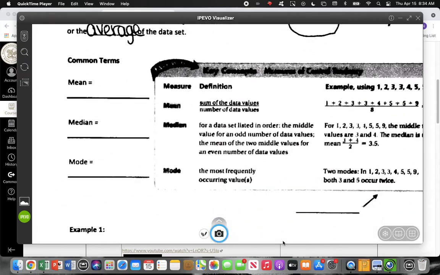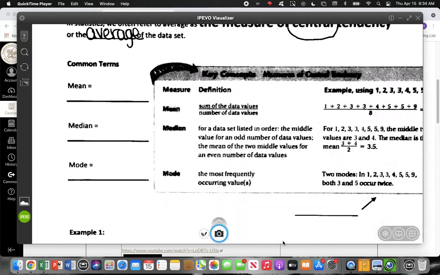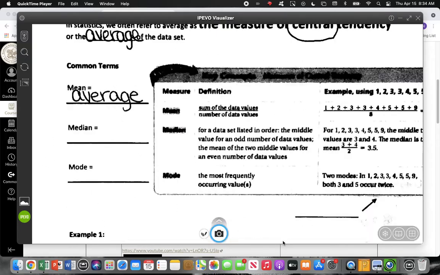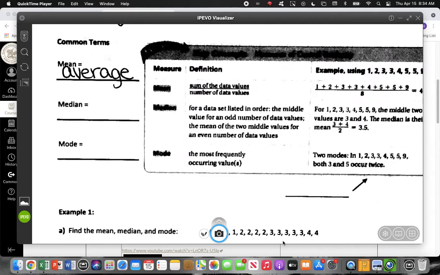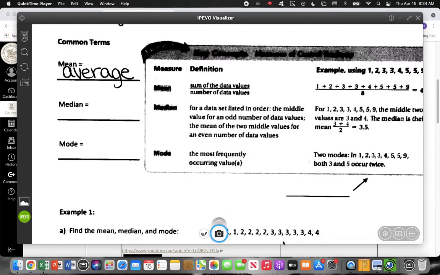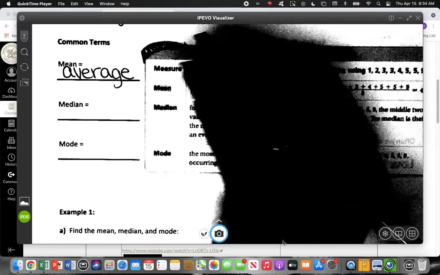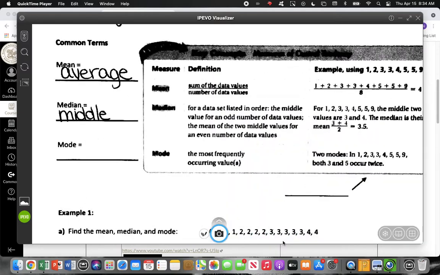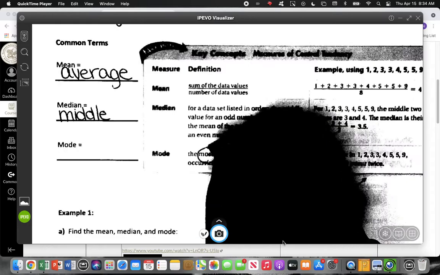Now, out of these words, mean, median, mode, which one means average? Mean, median, or mode? Which one is the average? The mean is the average. Now, the median is, if you list everything from smallest to largest, the absolute middle number. Mean and median are not always the same. And when we're talking about the mode, we're talking about the most.